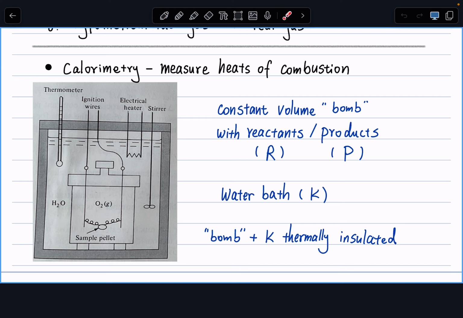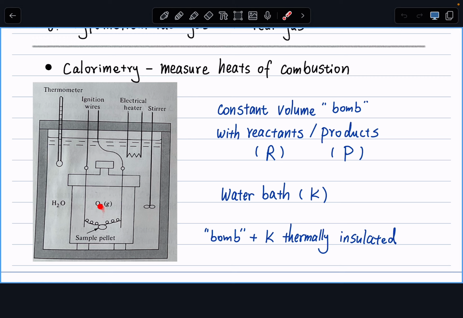And then in here, we have several things. Inside here is what we call a reaction chamber. Typically, if we're considering a combustion reaction, this reaction chamber will be pre-filled with oxygen gas. And then later on, we put in a sample pellet of whatever starting material we want. We have an ignition wire to initiate the reaction, and that's what the reaction chamber is doing, right?